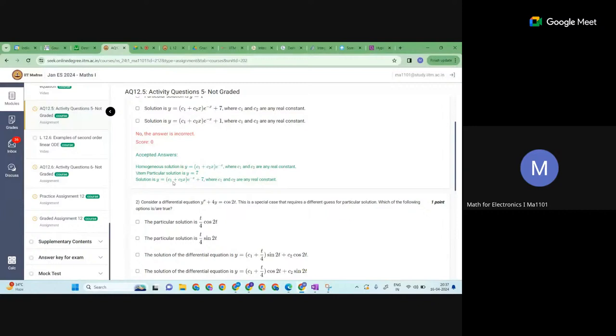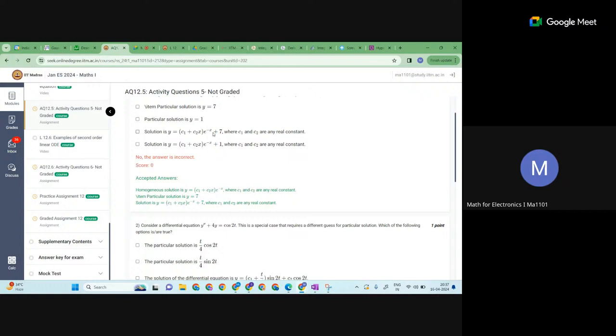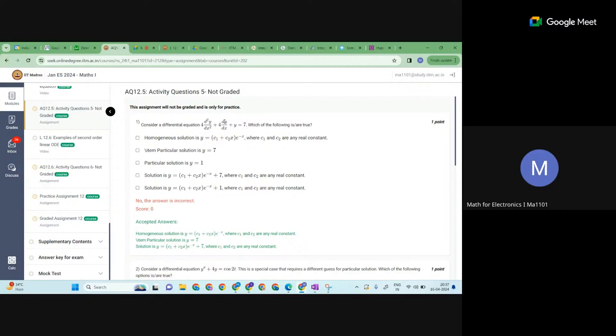So here the particular solution is 7. The homogeneous solution is c1 plus c2. Okay, so here it should be 1 by 2. And the complete solution representation is just the whole solution.